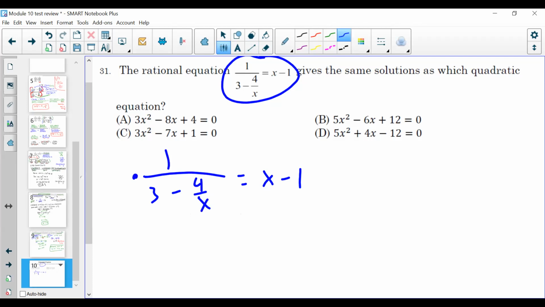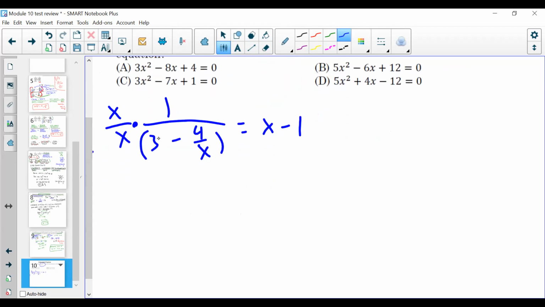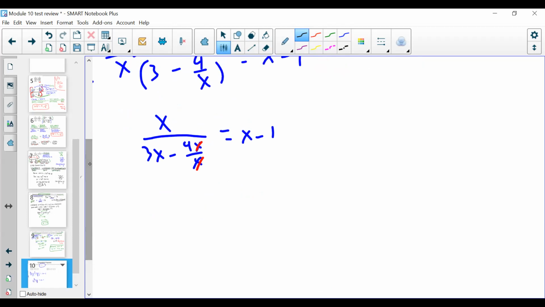So I can multiply this whole fraction by x over x. x over x is still 1, so I'm not changing the value, and I can distribute it in. So x times 1 on the top is x. On the bottom, I can distribute this x into both fractions, so I get 3x minus 4x over x, and that equals x minus 1. These x's cancel out, and what I'm left with is x over 3x minus 4 equals x minus 1.